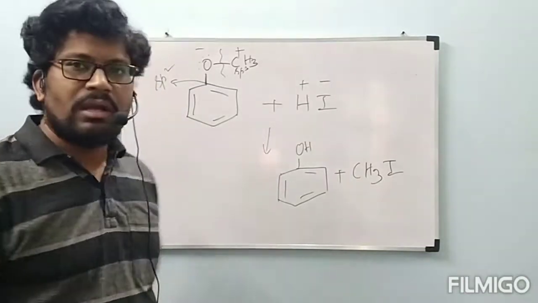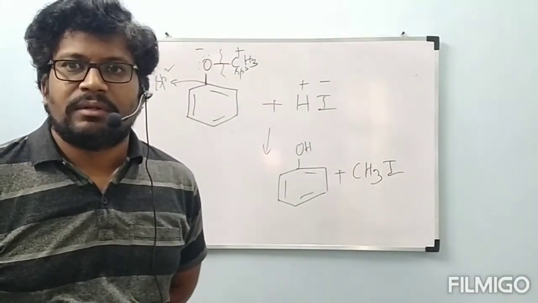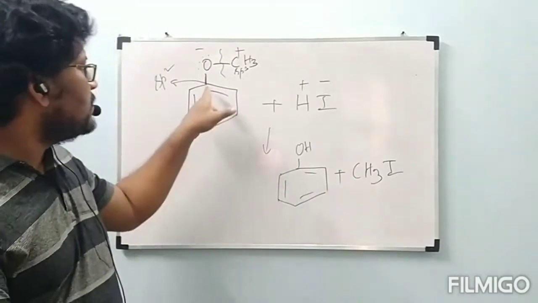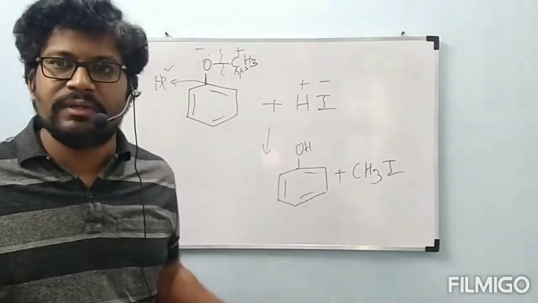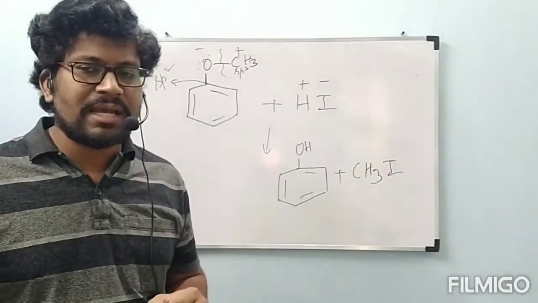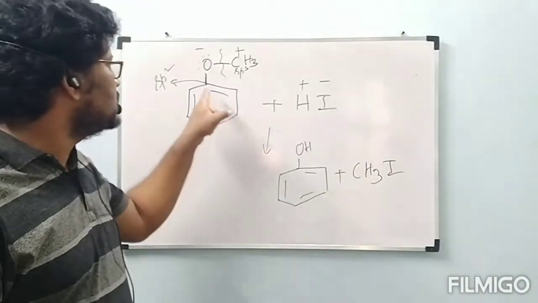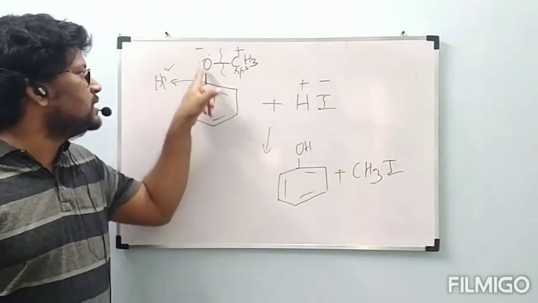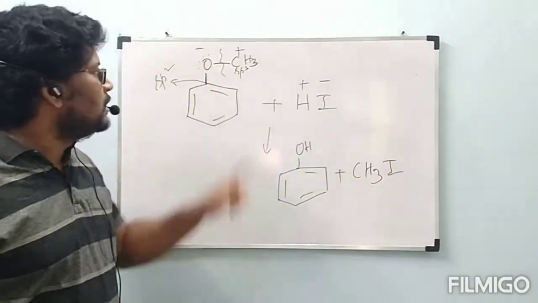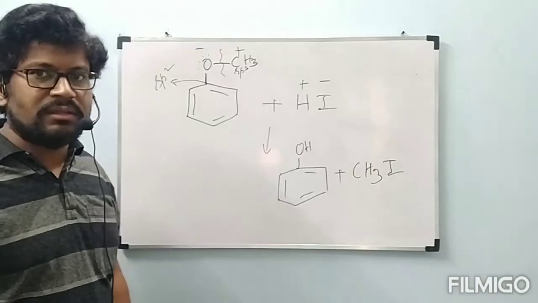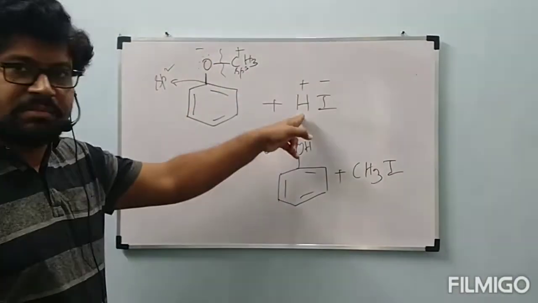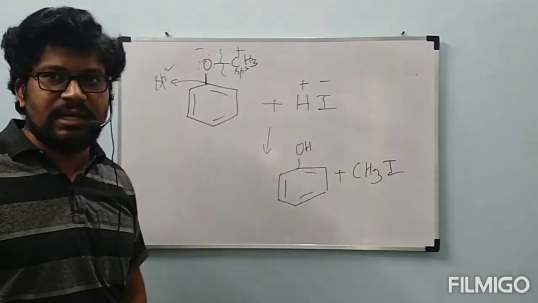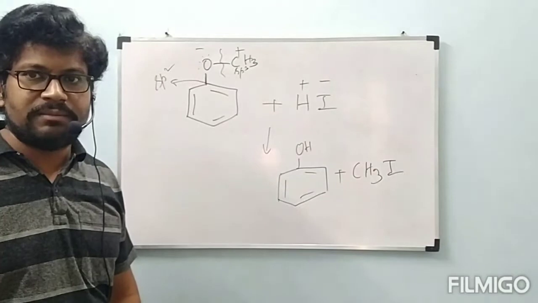When we have aromatic ethers, C6H5OCH3, then the bond present between aromatic carbon and oxygen will not be cleaved because that is getting partial double bond character, as well as the carbon which is involved in the benzene ring undergoes sp2 hybridization. Because of all these things, this bond cannot be cleaved easily. Then only this bond is going to be cleaved. According to that, O minus will react with H plus to form phenol, and CH3 will react with I minus to form CH3I. Are you clear now?